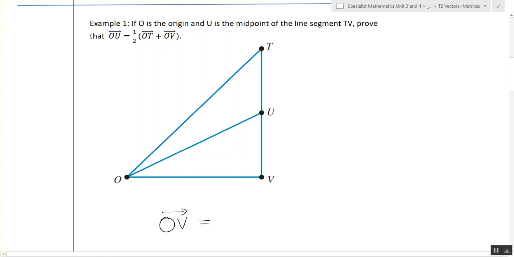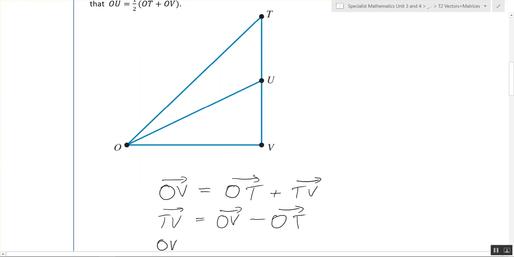That's not the only way we can get there. We can also go up and then down. So we could go O to T, and then we could go from T to V. O to V, we could also do O to U plus a half of TV, because it's meant to be the midpoint, if that's true.